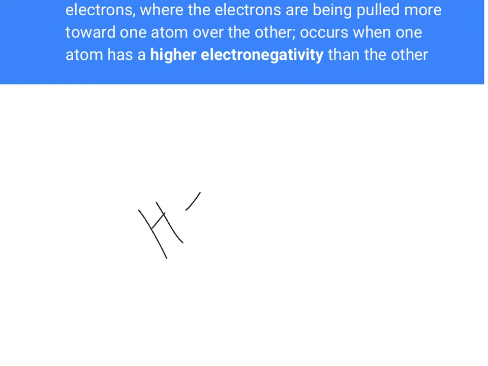Okay, so if I have H2O, you can probably tell me that oxygen is more electronegative than hydrogen. So oxygen is going to pull these electrons up close to it. So if I'm going to draw this slightly different, I don't like the way I drew this.